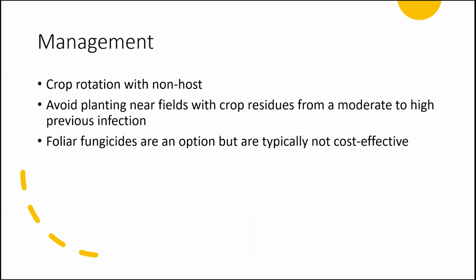Management of Phoma: crop rotation with a non-host. There's not a ton of other hosts for it, so it should be pretty easy to rotate. Avoiding planting near fields that have crop residues from a moderate or high previous infection will help lower the amount of Phoma. There are some foliar fungicides, but they are very rarely cost effective. So honestly, using crop rotation and planting avoidance is probably your best management strategy.